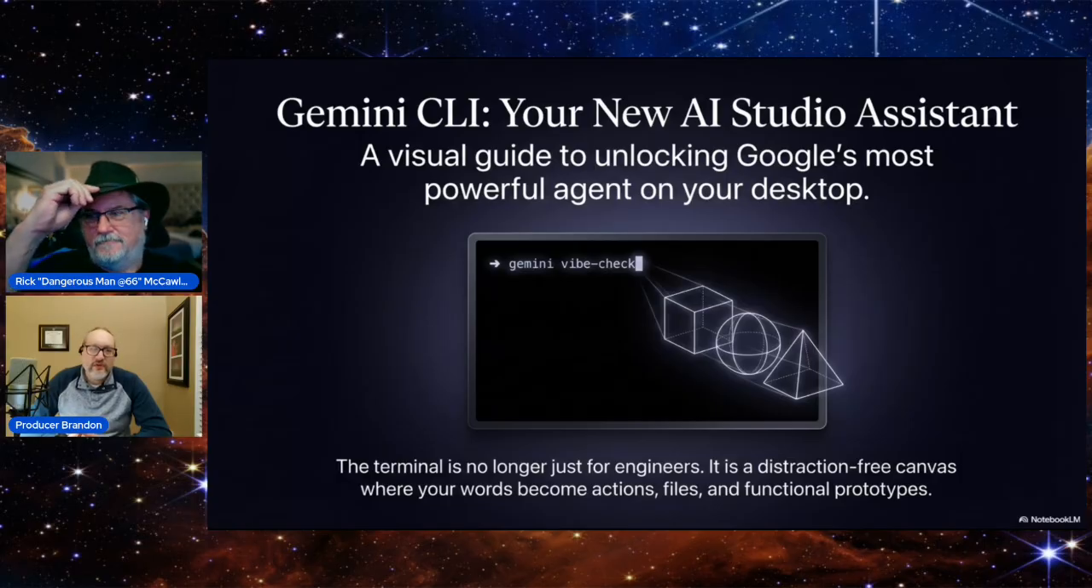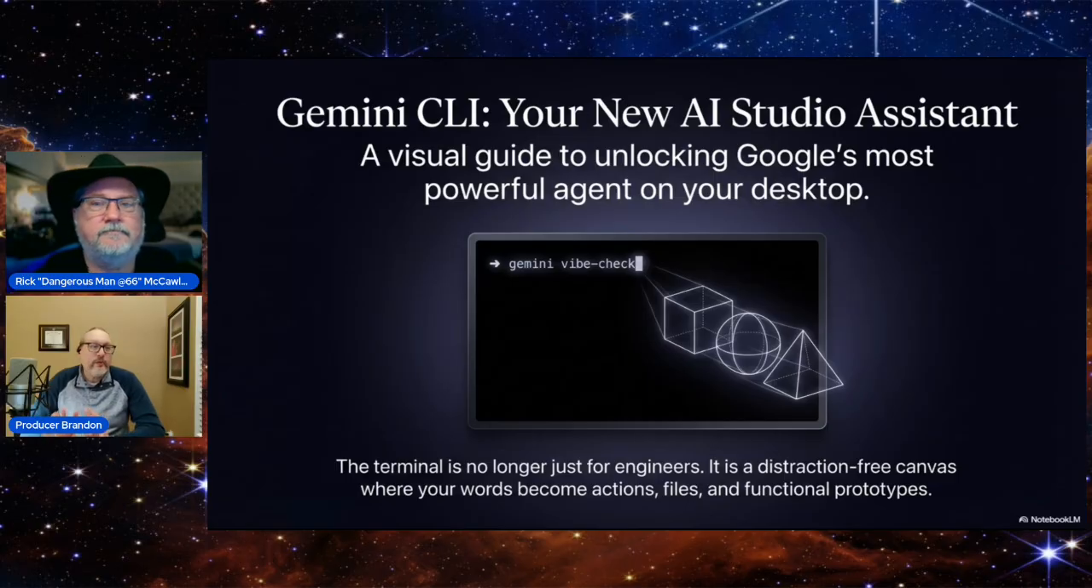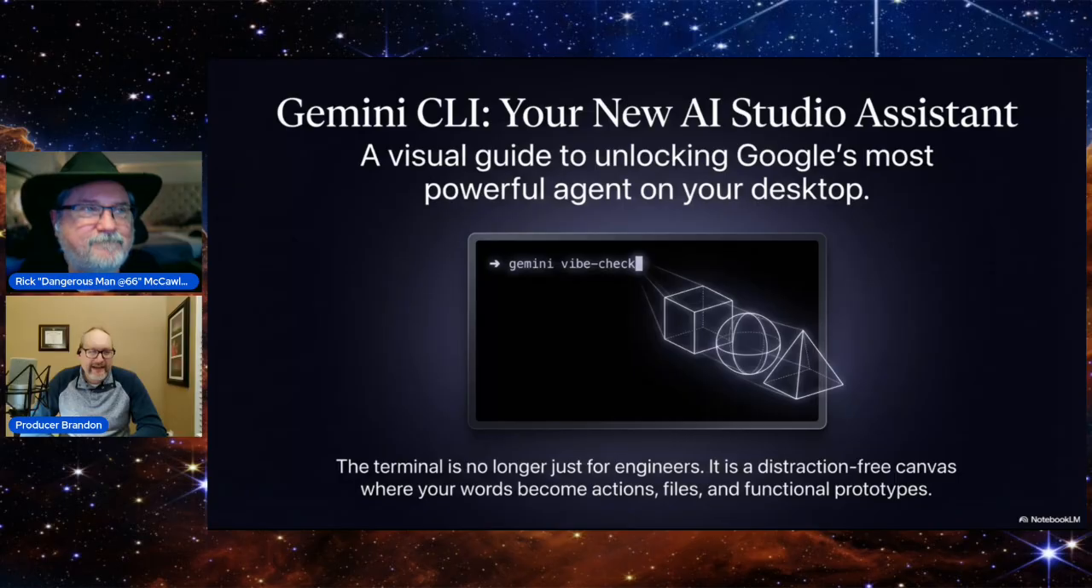All this is saying is you're using that command line. You're using old school prompting, the original prompting, to write information into your computer to tell the computer what to do. And it is your new AI Studio Assistant. What we've presented here is a visual guide to unlocking Google's most powerful agent directly on your desktop.